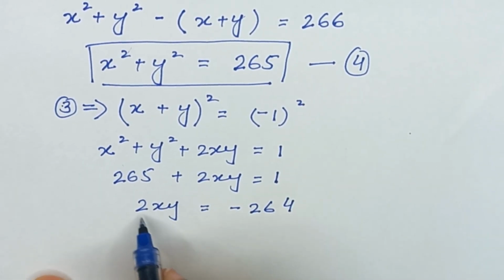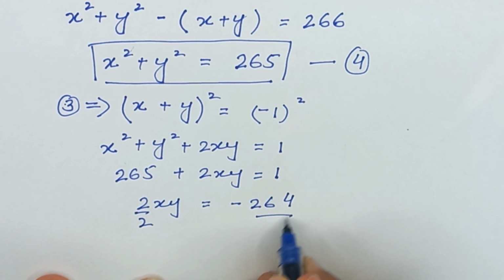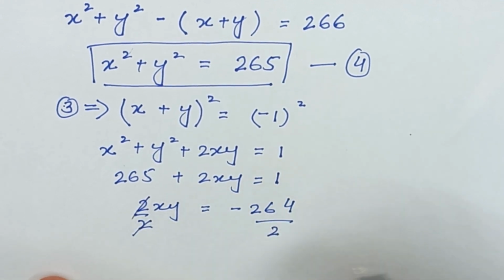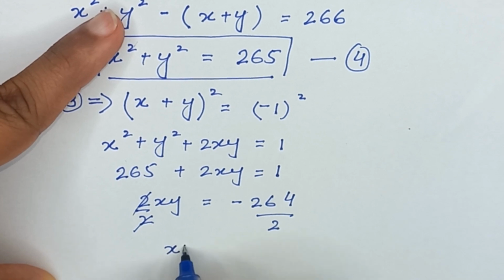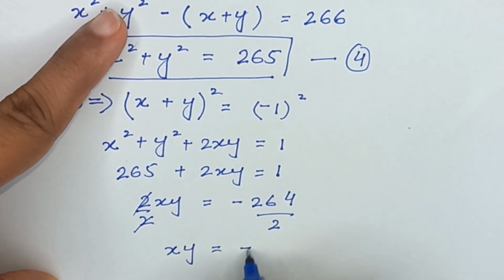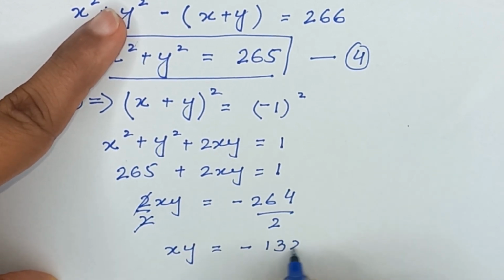Now to find the value of xy, dividing 2 on both sides. So this 2 and 2 will be cancelled out. And the value of xy will be equal to minus 132.